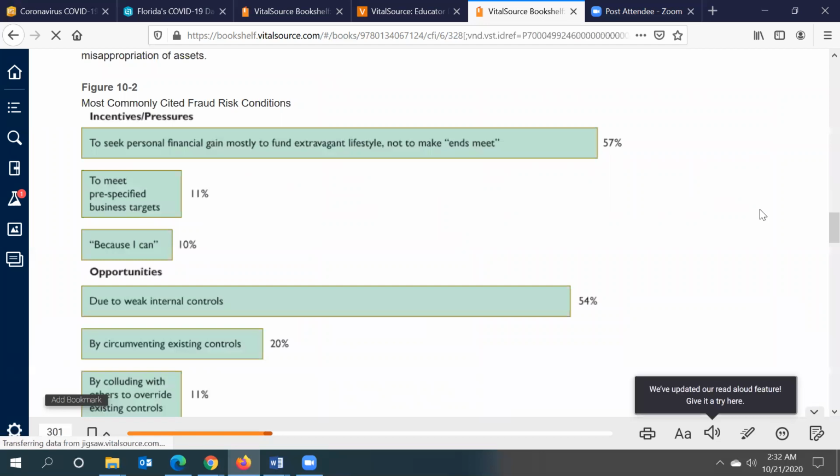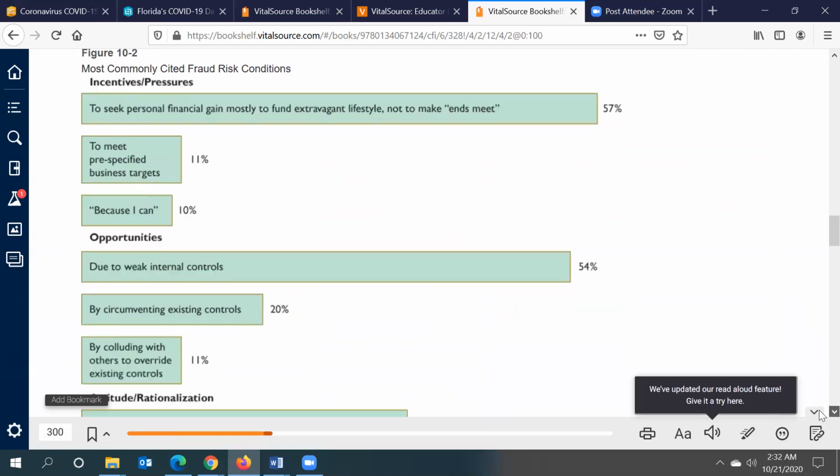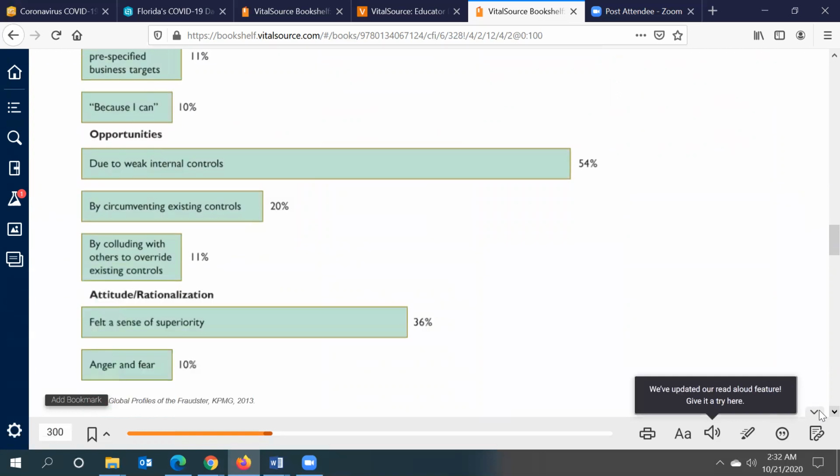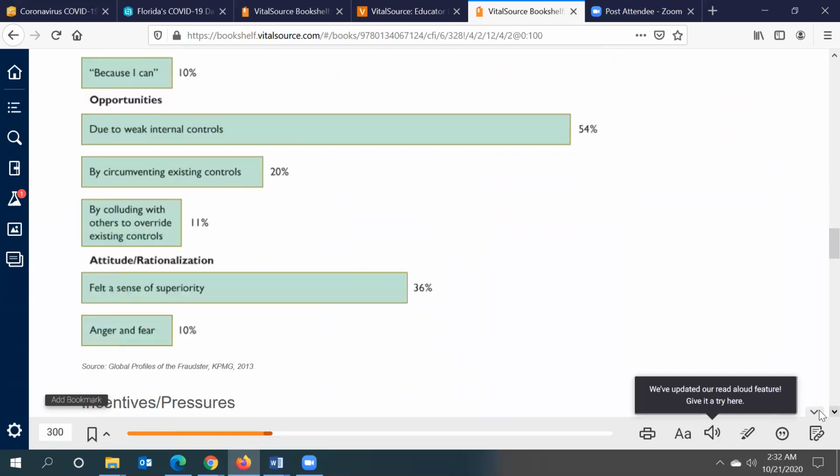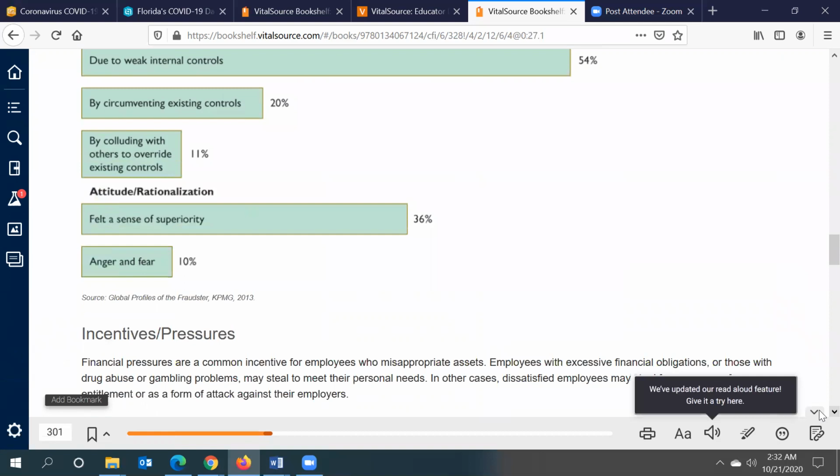Some of the most commonly cited fraud risk conditions, just like this one. So here are some pressures, some incentives to commit fraud. Again, I will let you pause and take a look at that.